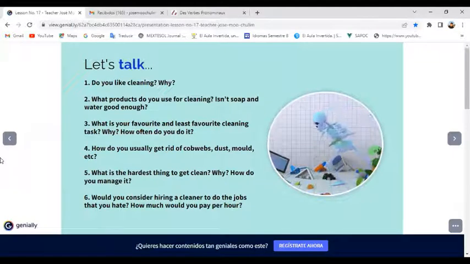Okay, so let's start with the first question that says, do you like cleaning and why? Let's start with Benjamin. I like cleaning because it's a better, ¿cómo se dice costumbre? Custom? Yes. Okay, I like cleaning because it's a good custom, cleaning every day my workplace and my house, for feeling good with myself.